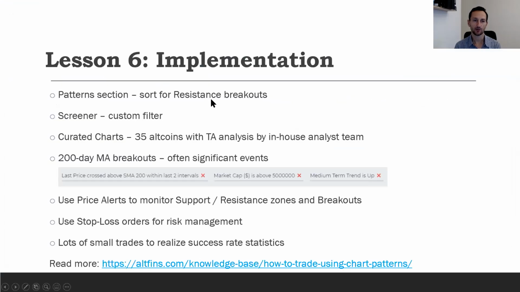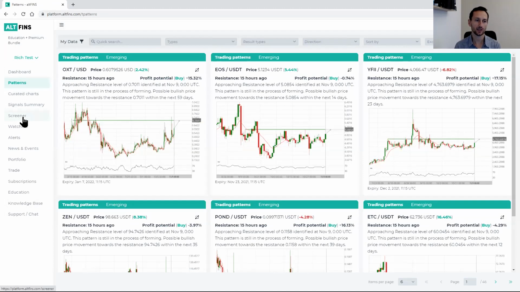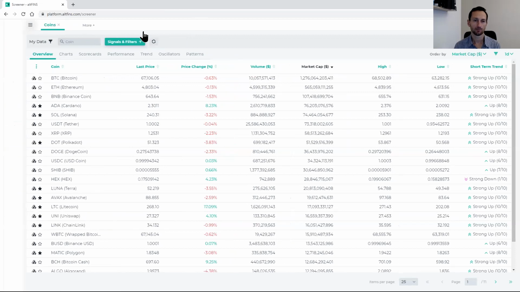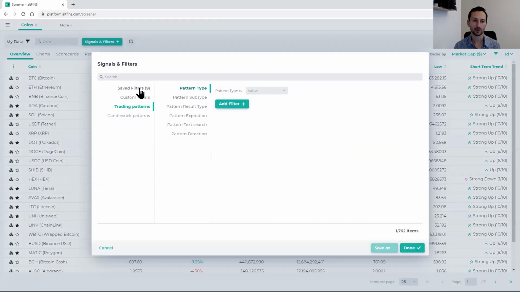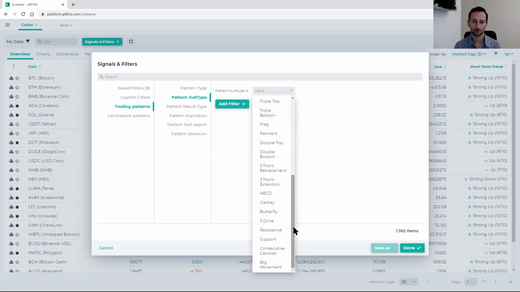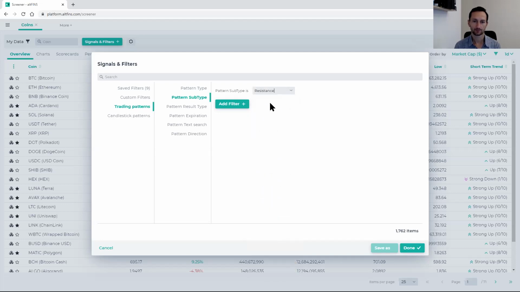All right. Now, the other way of looking at these opportunities is through the screener. If you get a bit more advanced or sophisticated, you can also find these trading patterns on the screener. If you go to the screener, signals and filters, you'll see a section called trading patterns. And here you can once again use similar filters. For example, we were looking at, right, resistance. Okay. We could say, I only want breakouts, fine.